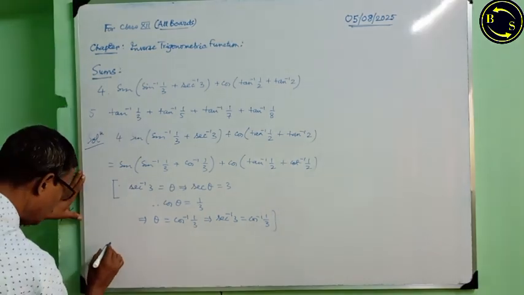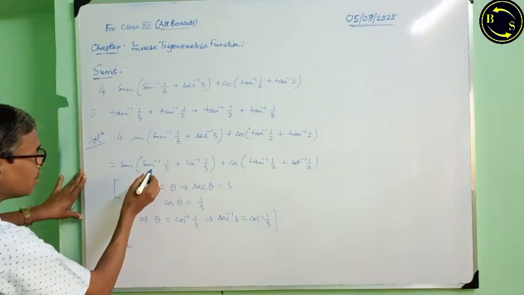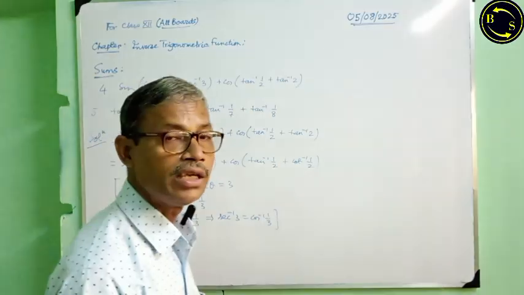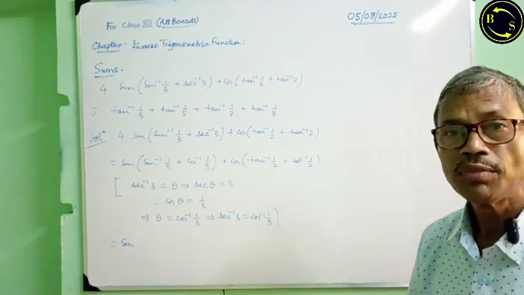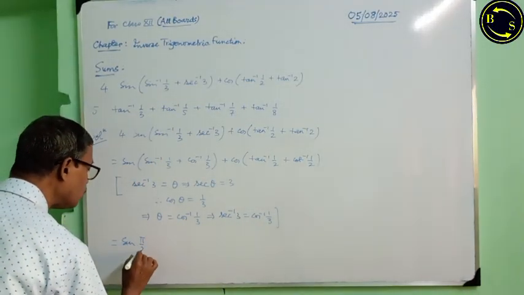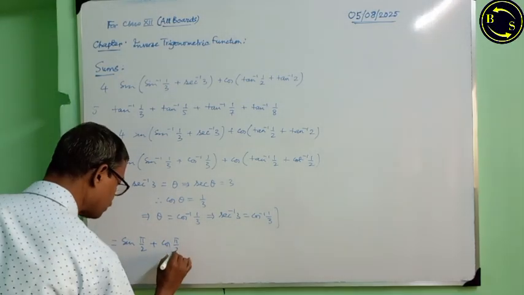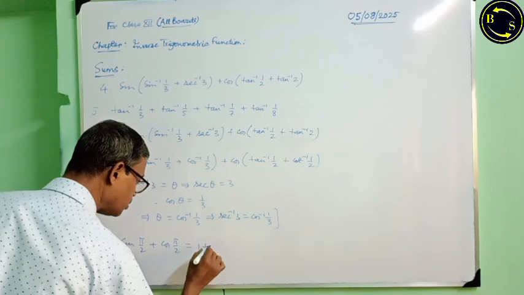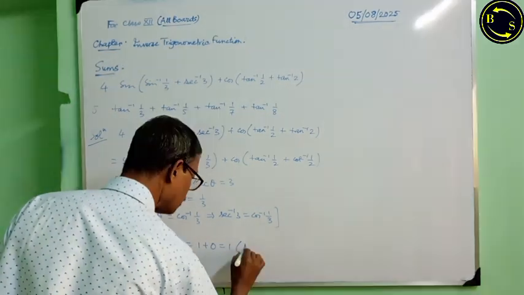Therefore, the value will be sine inverse x plus cos inverse x when x is lying in between -1 and 1 is pi by 2. Sine pi by 2 plus cos pi by 2. Sine pi by 2 is 1 and this is 0. Therefore, the value is 1. This is the answer.